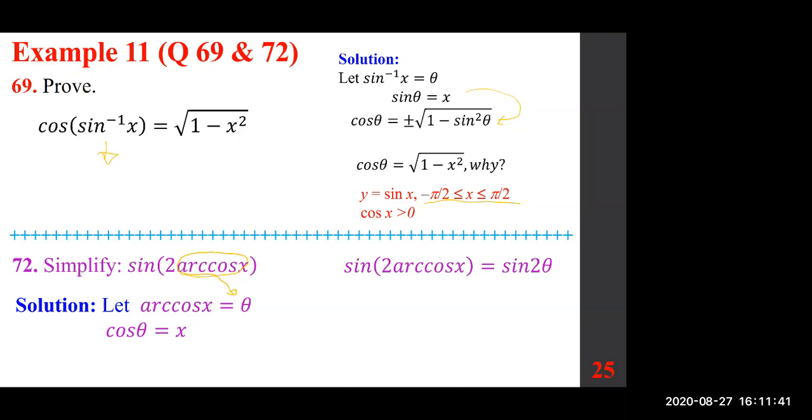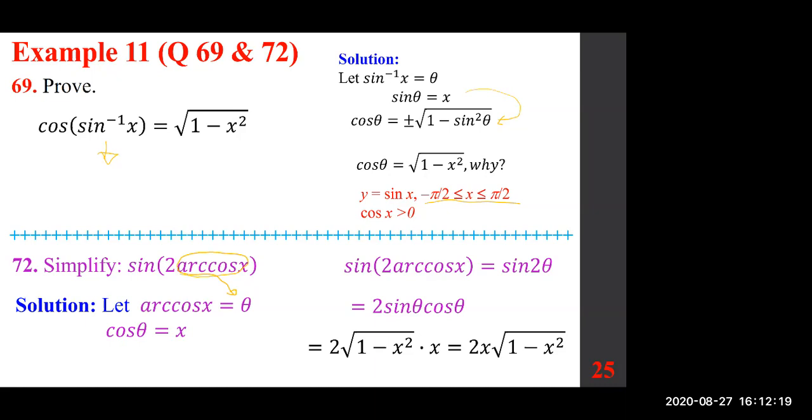So what was the identity? Sine 2 theta is 2 sine theta cosine theta. And we already know sine and cosine from the previous one. So sine is the square root of 1 minus x squared. Cosine is x, okay? And I'm going to reverse the order. I hope everybody can see how it becomes that, okay? It's very straightforward. So we should be fine with that.